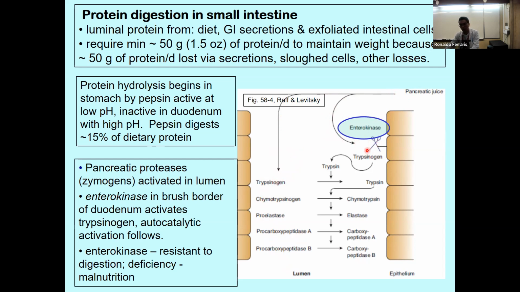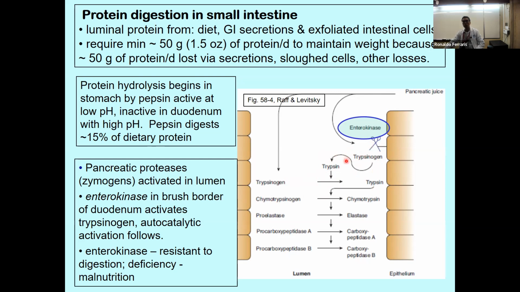Mammals have it. In your intestinal cells, the lining of your epithelial cells, you have enterokinase. Its main task is to activate trypsinogen to release trypsin. And then after that, you have autocatalytic activation, and trypsin becomes activated.